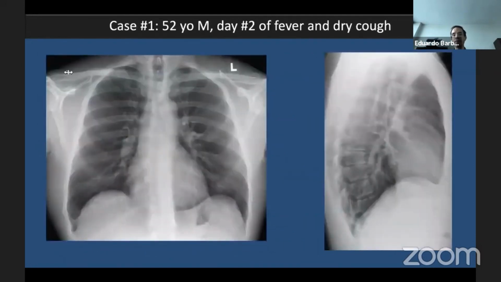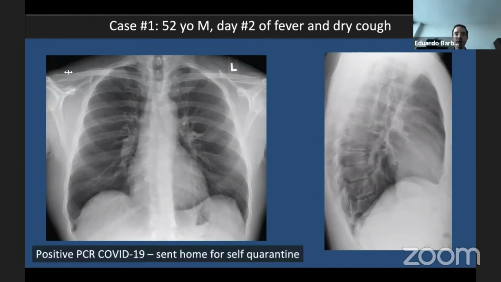So I show this example, which is a real case. That's a patient that we saw in our health system. You can see that it's a high quality PA lateral chest radiograph that's absolutely normal. This patient had 2 days of fever and dry cough when this image was obtained. The patient was tested because there was suspicion for COVID-19, and the PCR came back positive. So the patient was diagnosed with COVID-19 with a normal chest radiograph and was sent home for self-quarantine because he had a relatively mild clinical presentation.